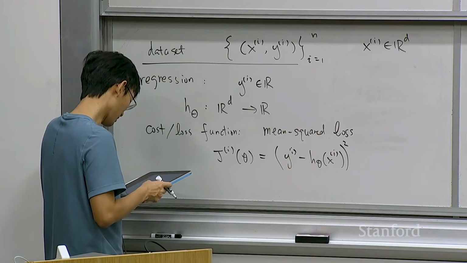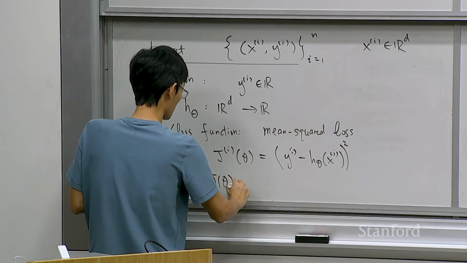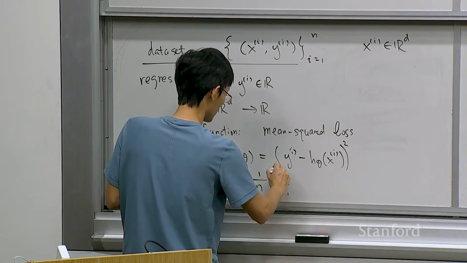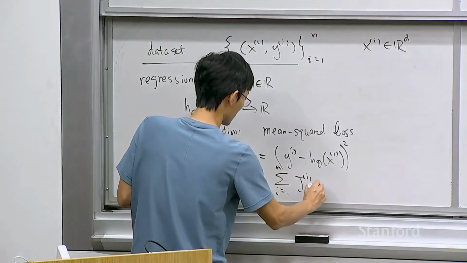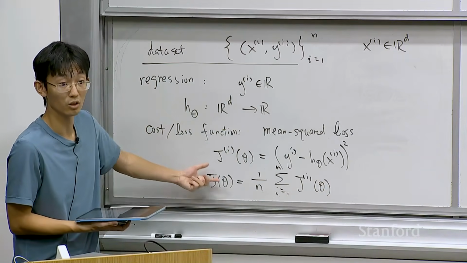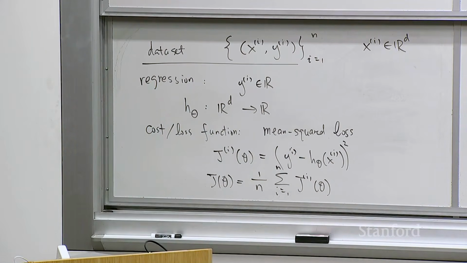And then you can also have the average loss, which is something like 1 over n times the sum of all the losses. And then you try to minimize this function over the parameter theta. So that's for regression. And let me give another example.